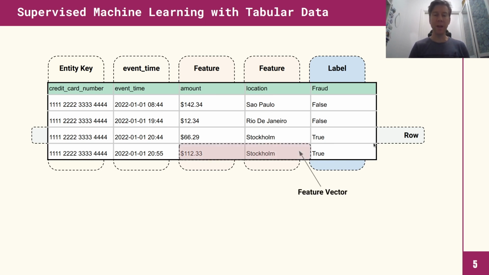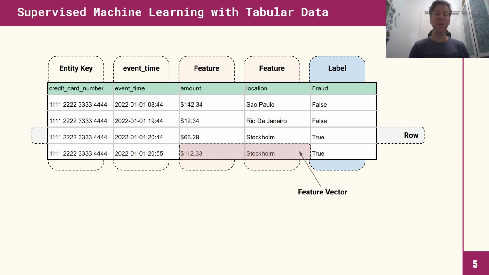Now, we said before that the row we often refer to as a vector. What we use more commonly in this course is the term feature vector. A feature vector is only those columns that are features that we're going to feed and pass into the model, both for training and for serving. So an individual row will be a feature vector.